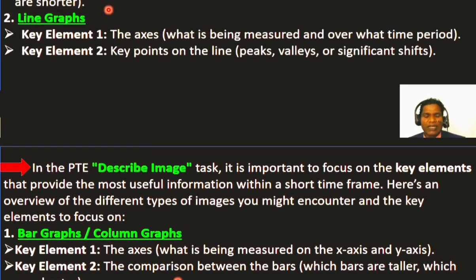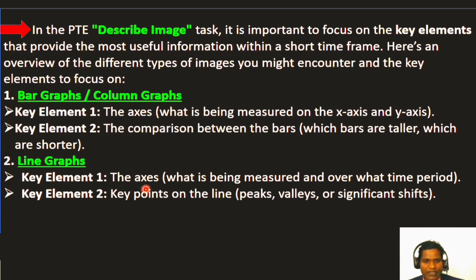In line graphs, you need to mention the axes, what is being measured and over what time period. You need to mention key points on the line: peaks, valleys or significant shifts. Suppose there are numbers given at the peaks, valleys and significant shifts, then you need to mention the numbers.